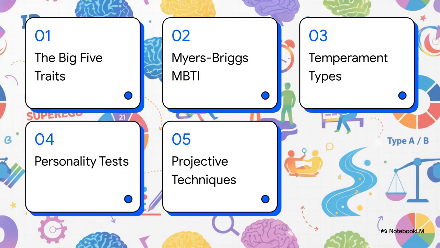Here is our roadmap for today's journey. First up, we'll examine the Big 5 traits, commonly known as OCEAN. Second, we're going to look at the mechanics of the Myers-Briggs Type Indicator. Third, we'll explore the historical context of personality temperament types. Fourth, we'll shift gears to clinical personality tests used by medical professionals. And finally, we'll uncover the mechanics behind projective techniques.